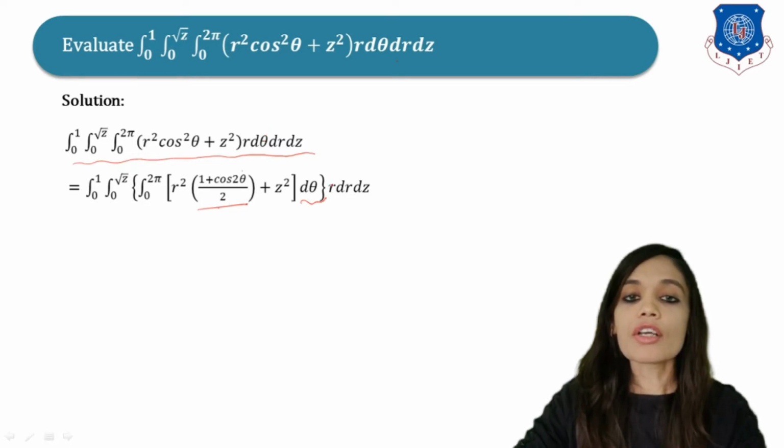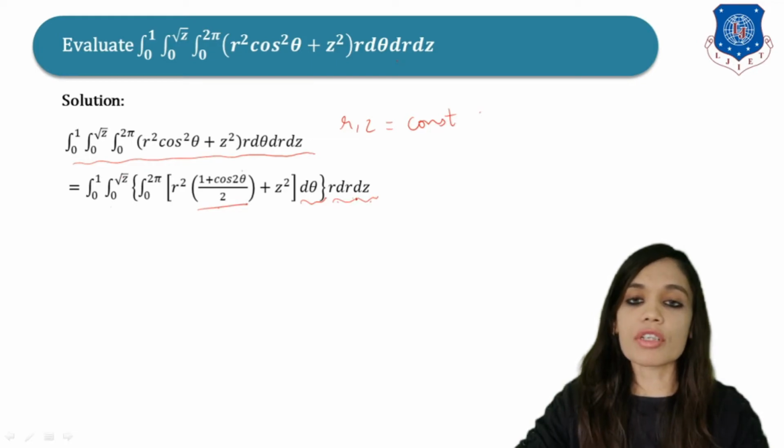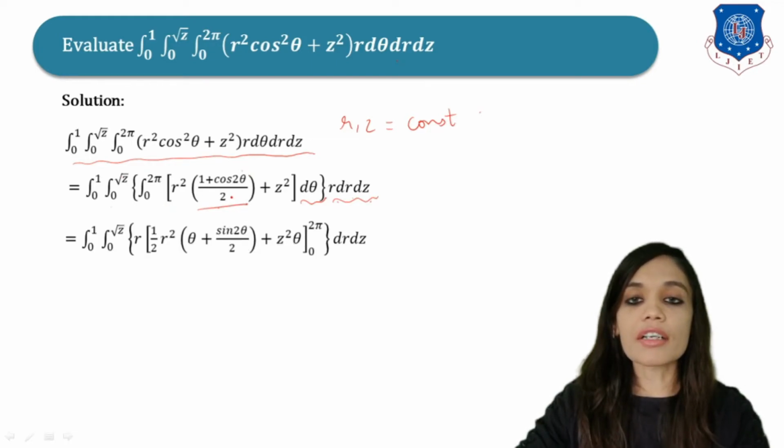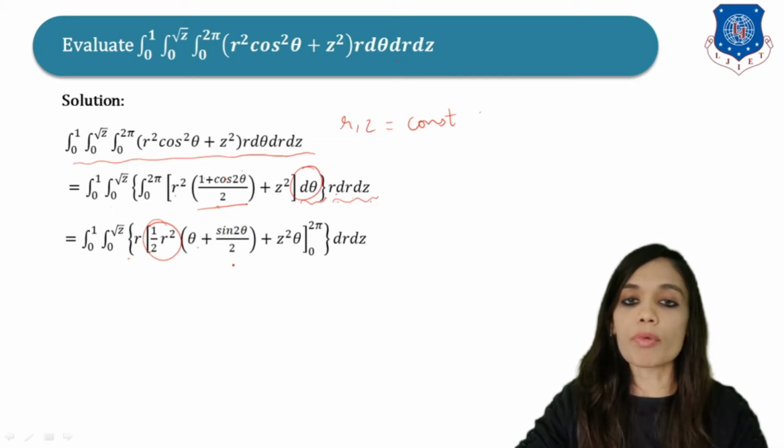Okay, and then we will integrate this firstly with respect to what? Theta, right? So what will we keep constant? R and Z are constant, right? So this integration 0 to 1, 0 to square root z, r dr dz will remain as constant. Okay. So now let us start the integration with respect to theta, right? So keep this r outside. Now r square by 2 is constant, so keep it as it is. Now integration of 1 will be theta. Integration of cos 2 theta will be what? Sin 2 theta upon 2.